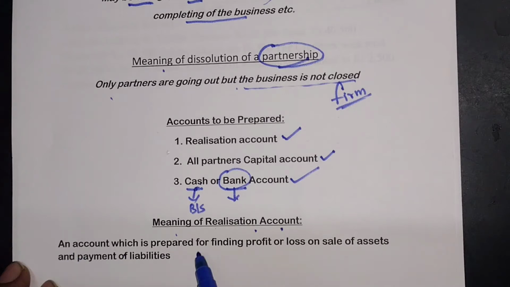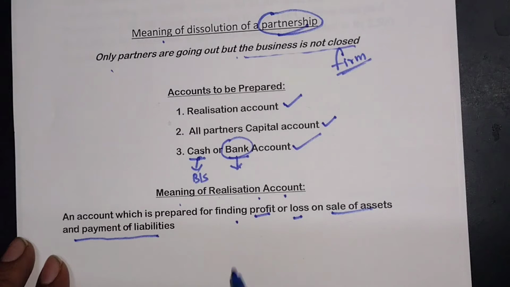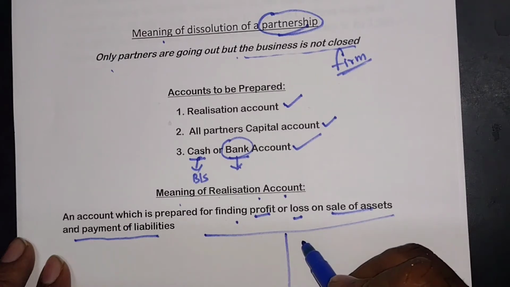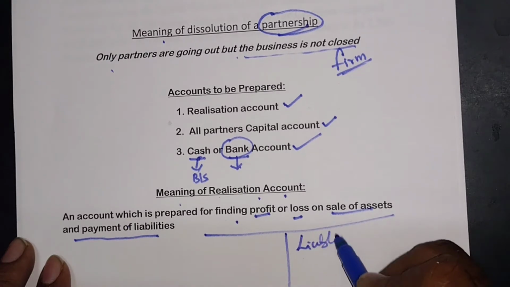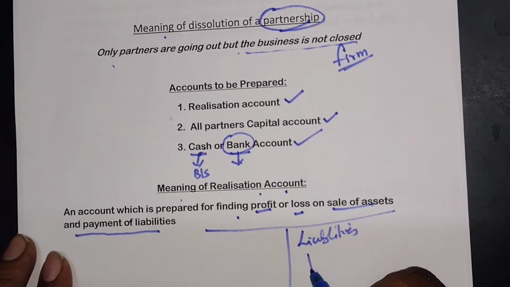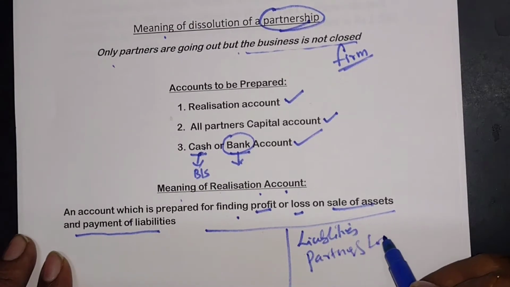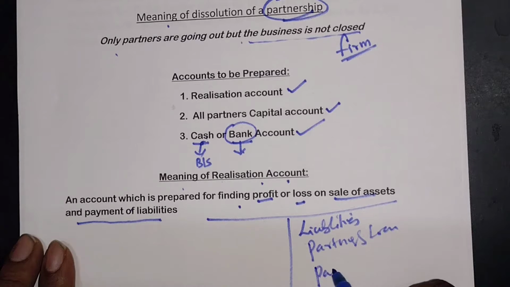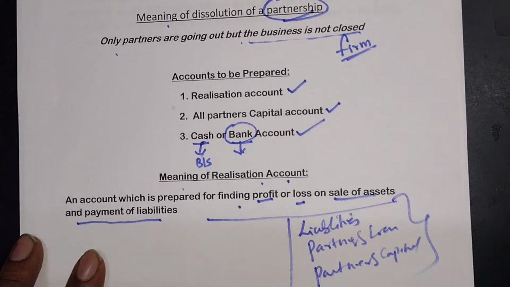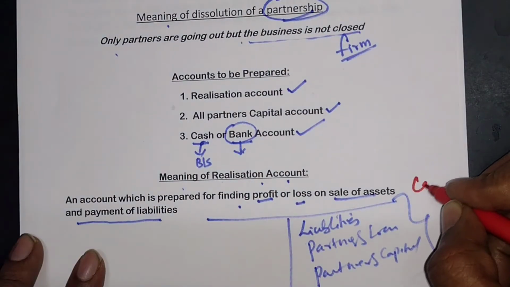What is the meaning of realization account? It is an account which is prepared to find either profit or loss on sale of assets and payment of liabilities. That is, what is this dissolution? A firm will be entirely closed. Once it is closed, the settlements are to be made to the liabilities, to the partners' loan, and to the partners' capital. For the settlement of all these three, we require cash.